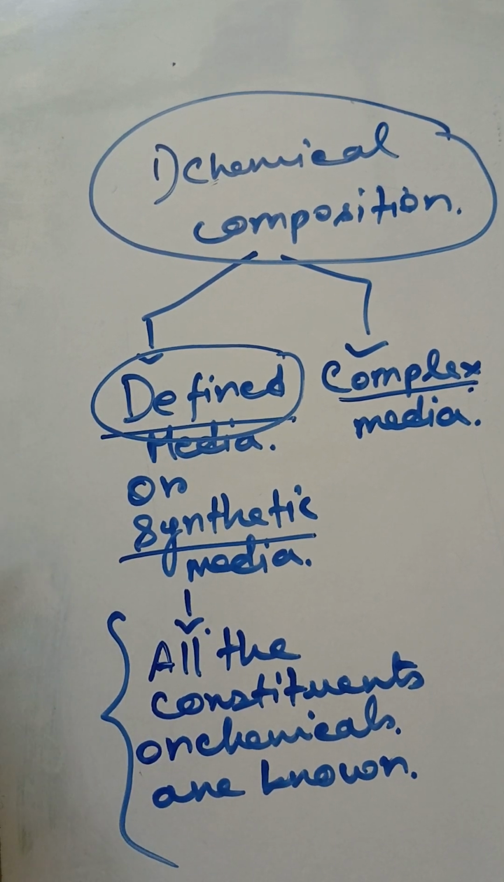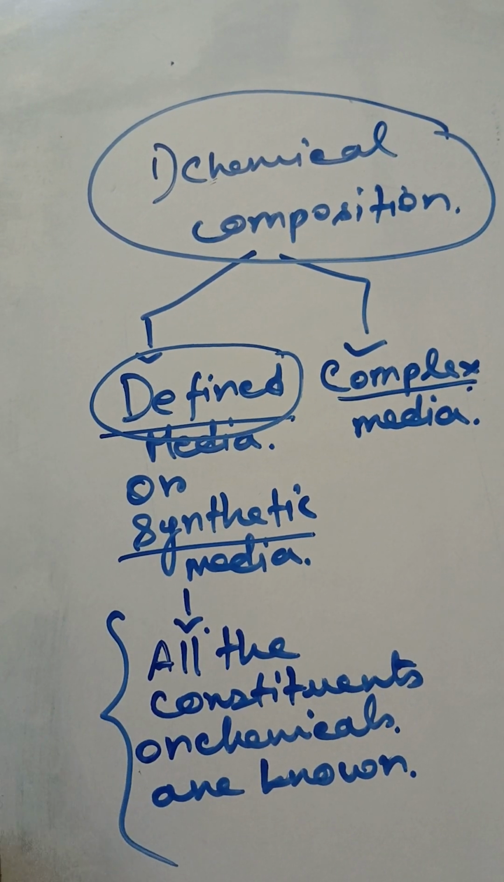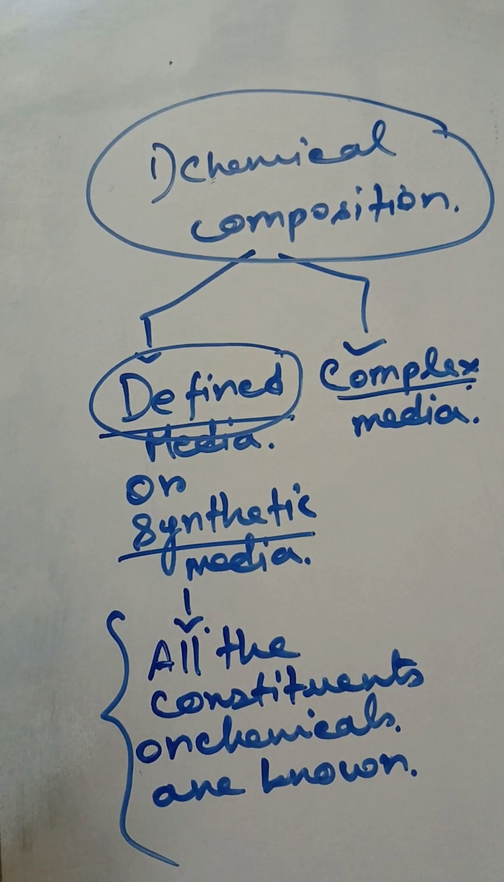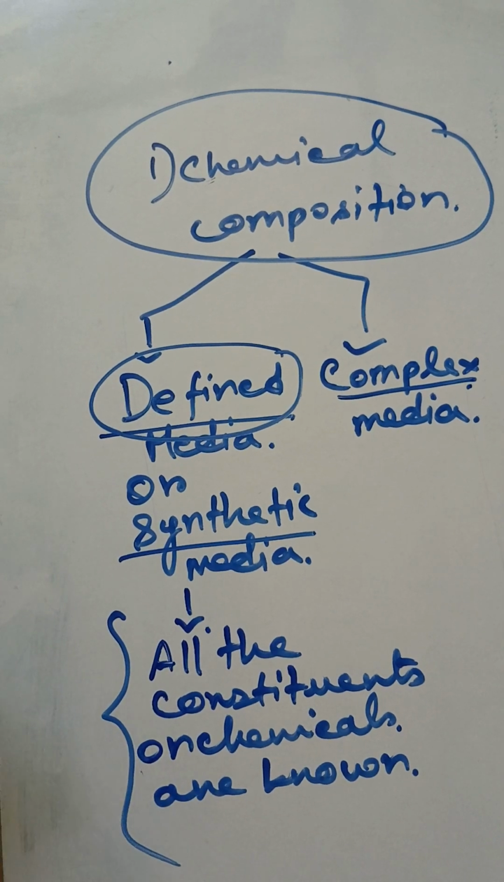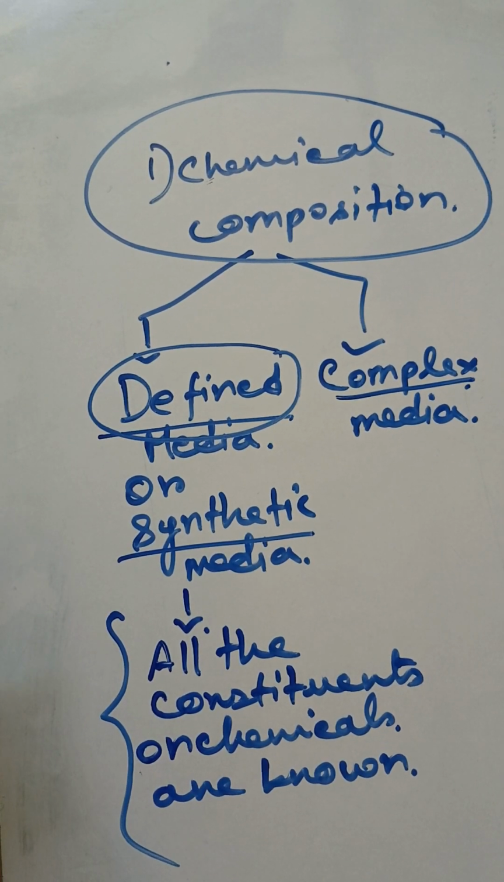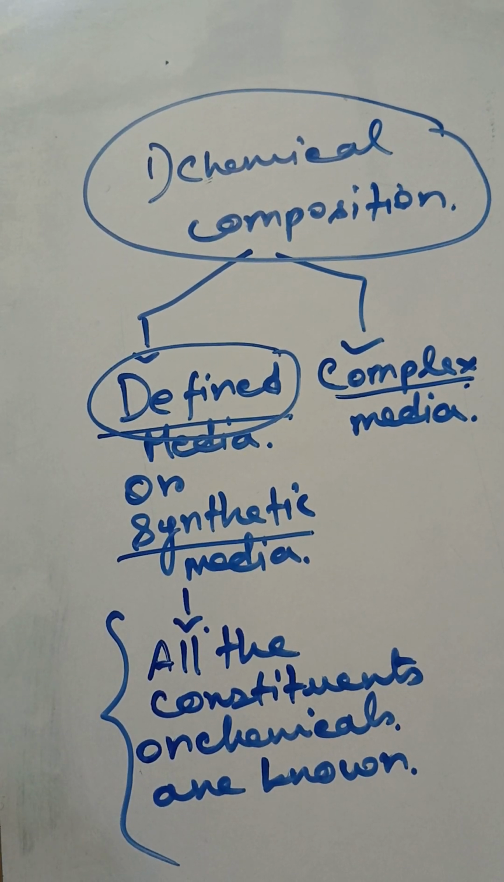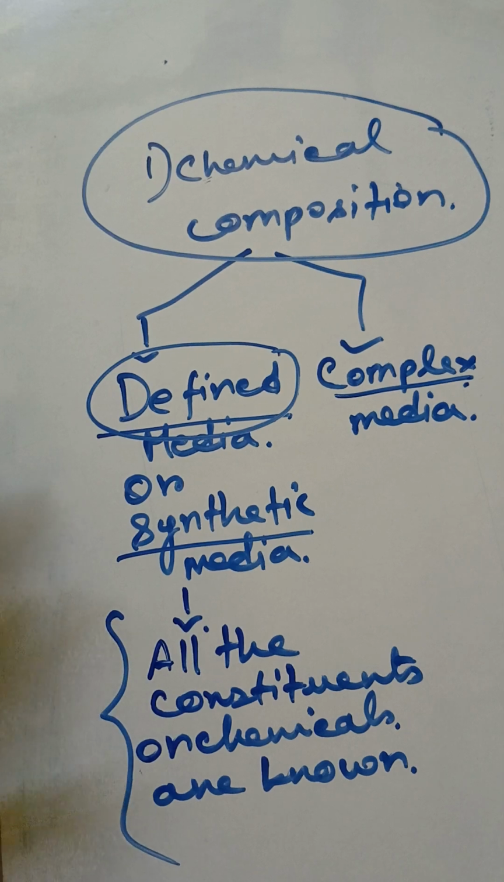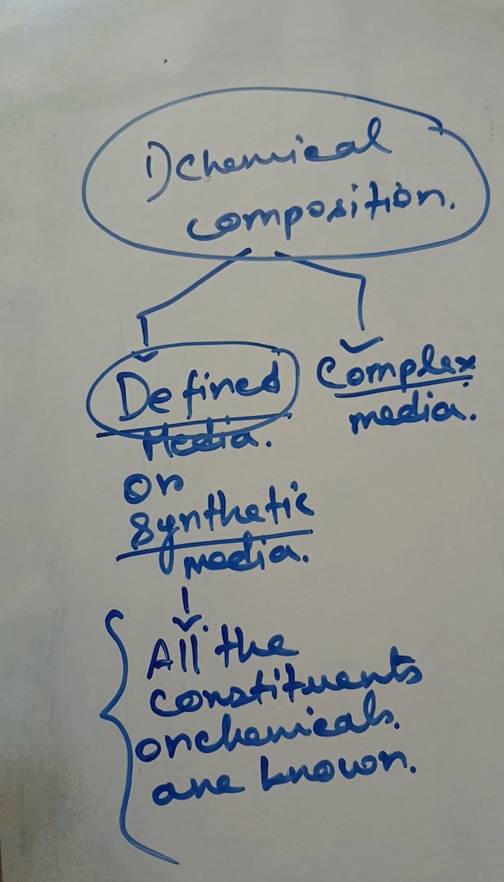Why? Because we already know the chemical constituents which are present really well. That is why we can also make it on our own. It is not natural media. It is man-made, and we know everything about the media. What is the pH of the media? How much agar should we add? What are the chemical constituents? What is the nitrogen source? What are the sugar constituents, etc.? All of that is known. That is known as defined media.